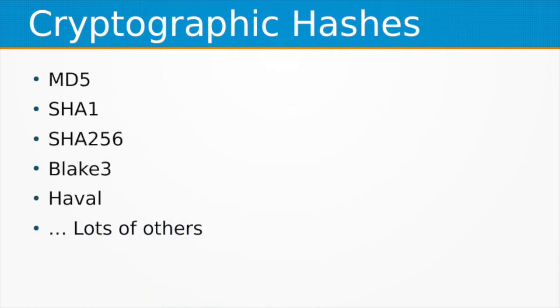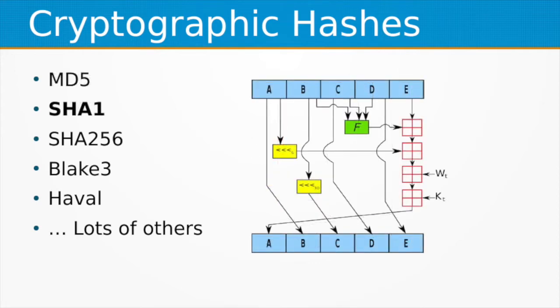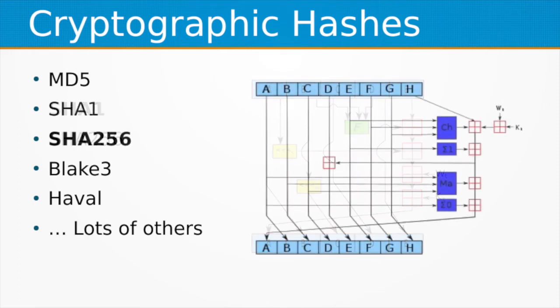There are lots of different cryptographic hash algorithms. Most differ by the complexity of the internal mixing system and the size of the final hashed output. For example, MD5 uses a relatively small mixing system and generates 128 bits or 16 bytes of output. SHA-1 is more complicated and generates a 160-bit or 20-byte hash value. And SHA-256 is even more complicated and generates a 256-bit hash value.